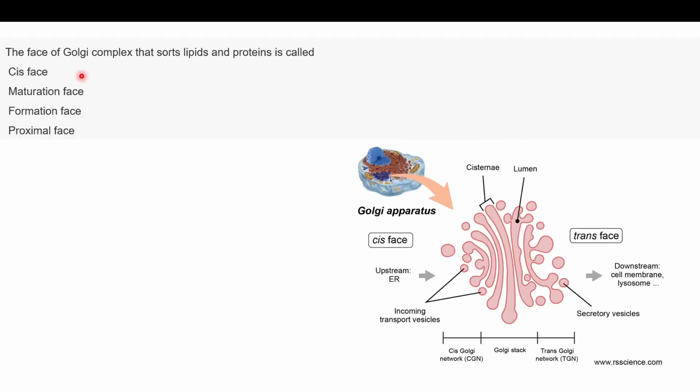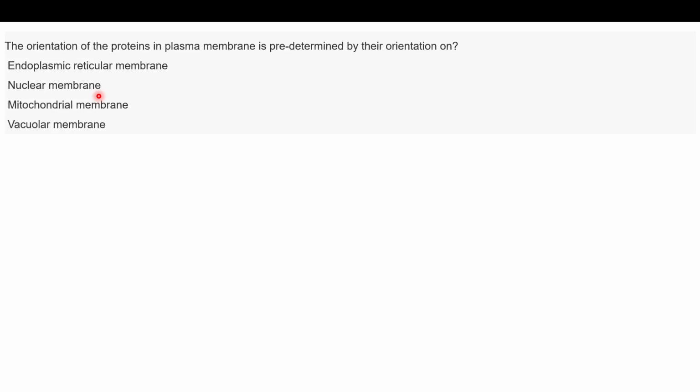Okay, the phase of Golgi complex that sorts lipids and proteins is called the trans phase. So the final thing is, once the proteins from the ER are coming, incoming transport vesicles are coming, this is the cis phase, and eventually it gets packaged more, modified more. The proteins are modified, and finally there is this maturation phase, where the secretory vesicles reach the target sites with the proteins. This is the trans phase or the maturation phase. So the phase of Golgi complex that sorts lipids and proteins is the maturation phase.